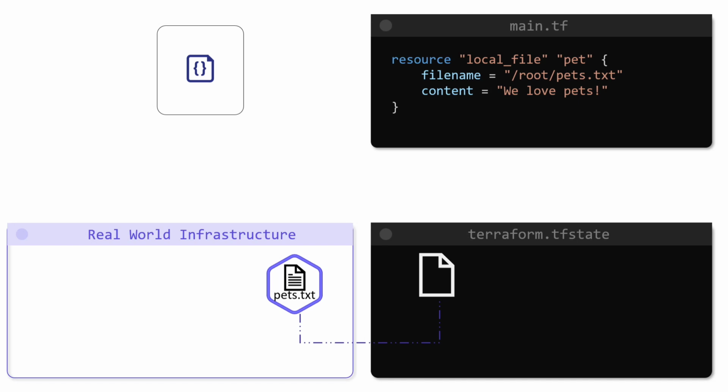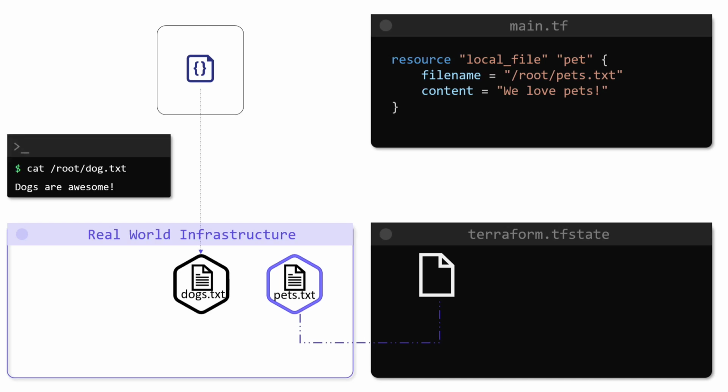Now let's create a new file using a simple shell script like this. Quite evidently, this file is outside the control and management of Terraform at this point in time. The local file resource that Terraform is in charge of is pets.txt under the root directory, and it has no relationship with the local file called dogs.txt, which is also created under the /root directory. The dogs.txt has a single line that says "dogs are awesome."